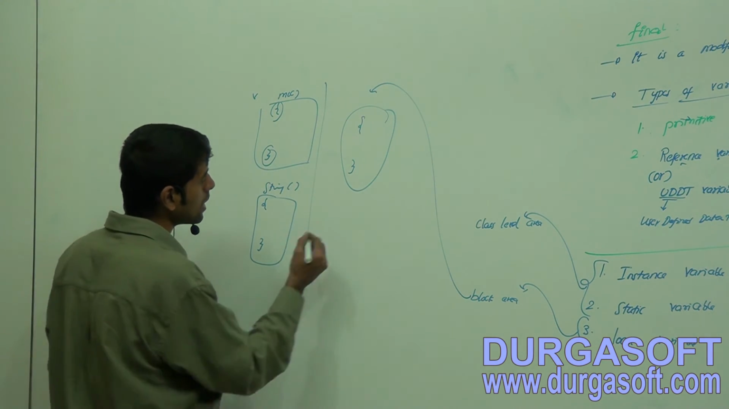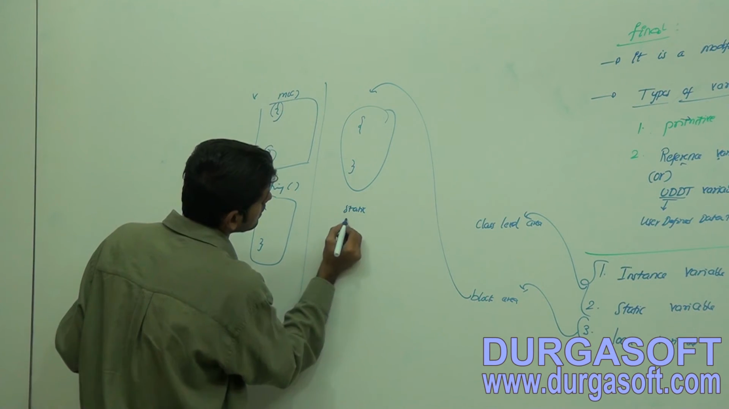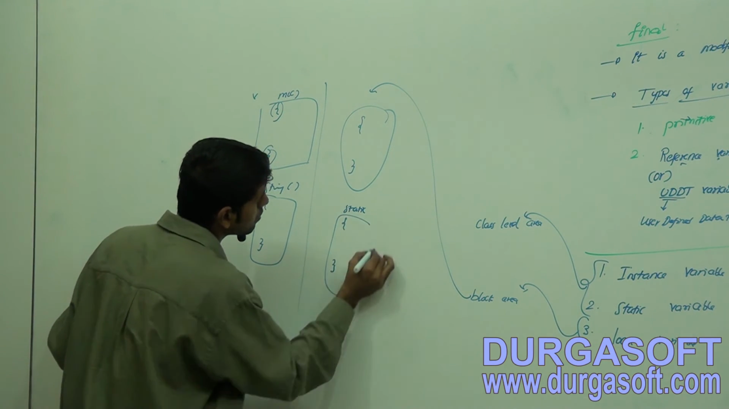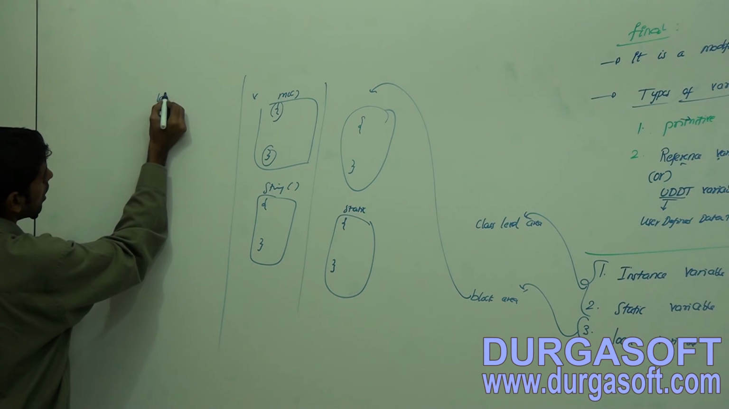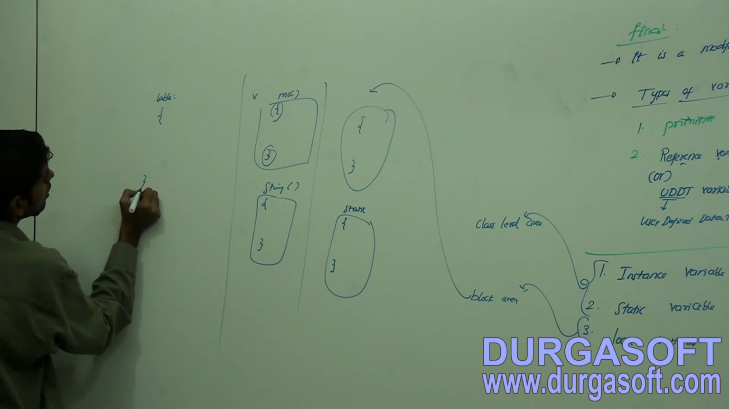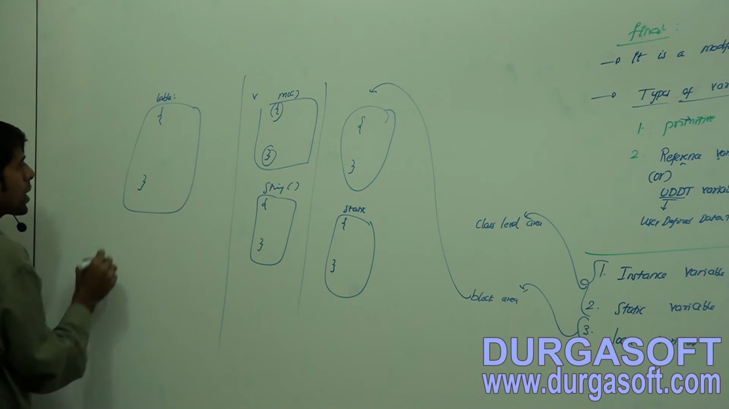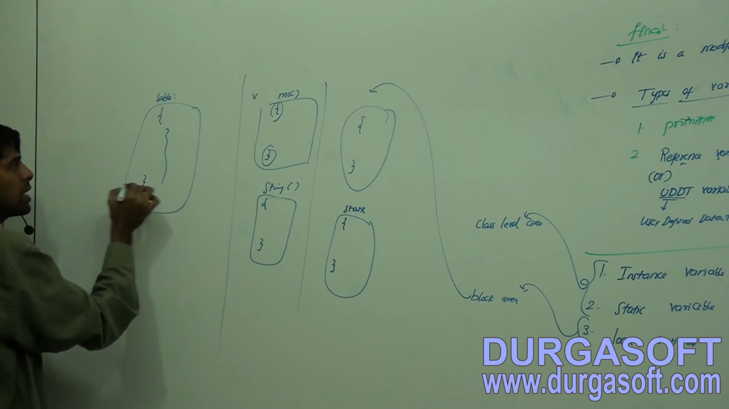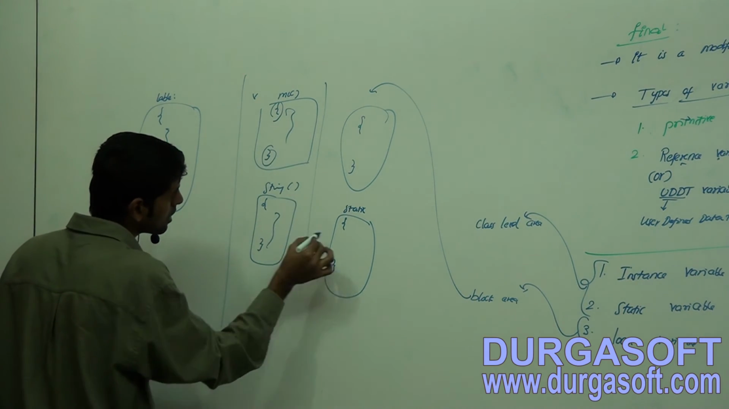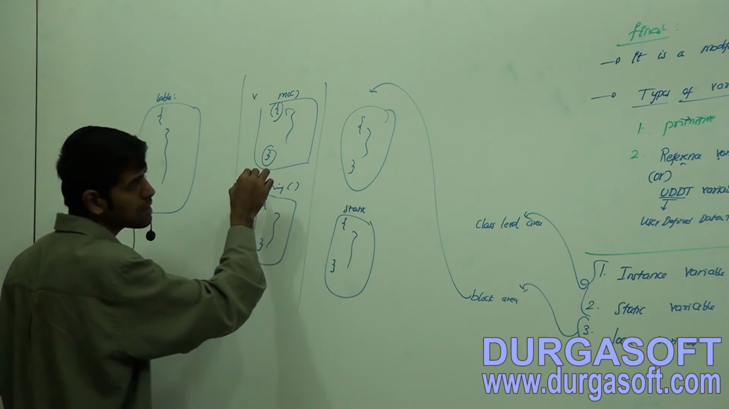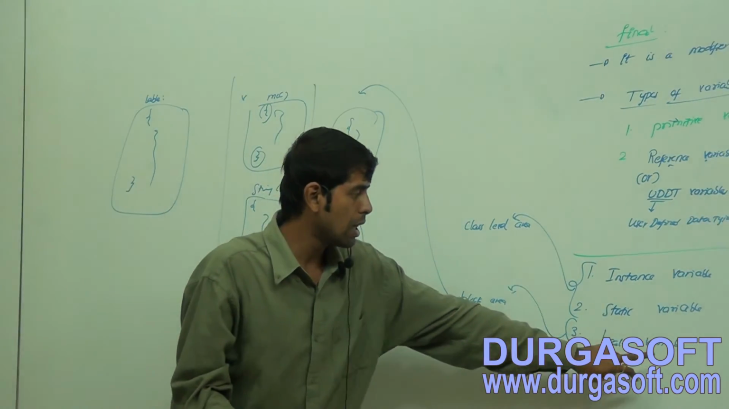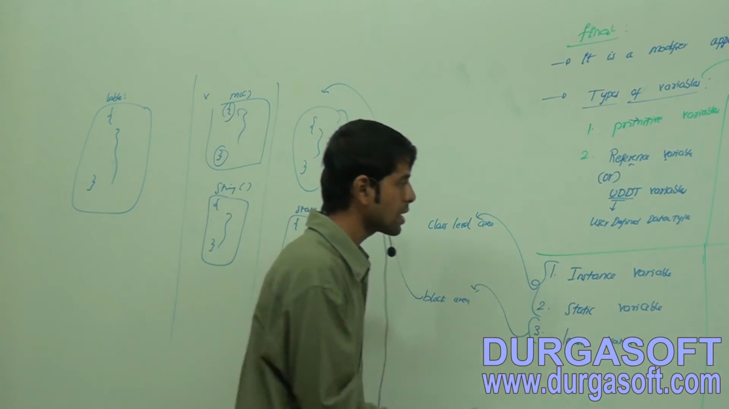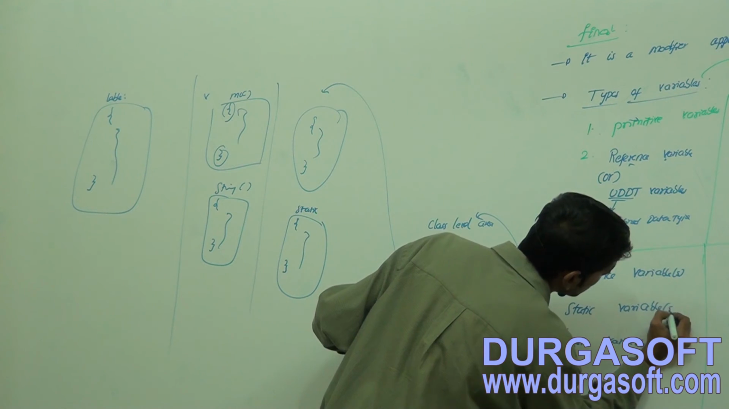Now the other one is static block. And what is the other one? Labeled block. This is called a block. You can declare a variable within this area and within this area. Such types of variables are called local variables.